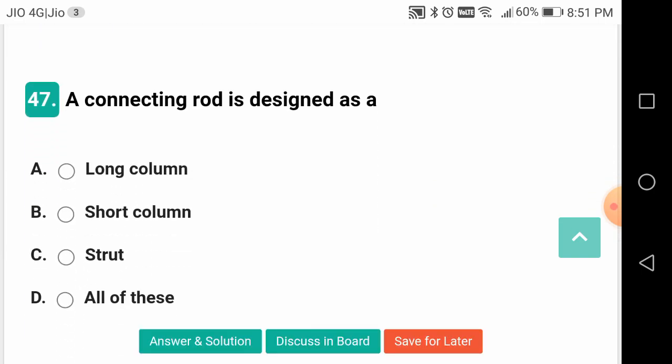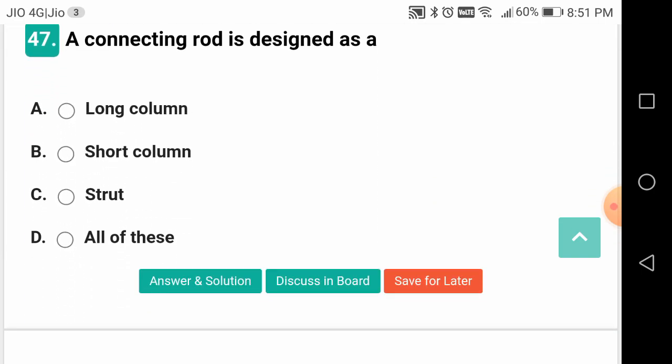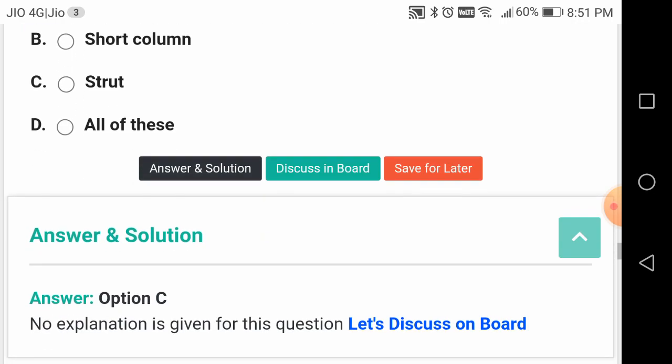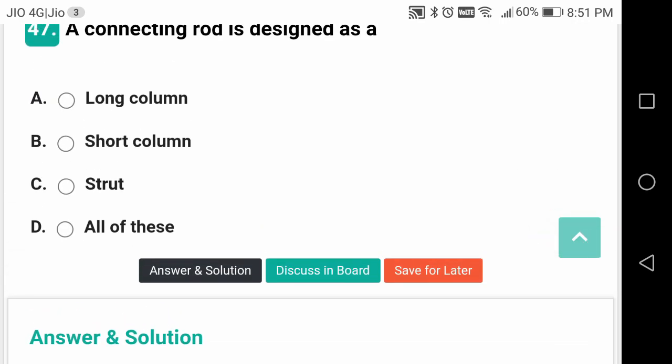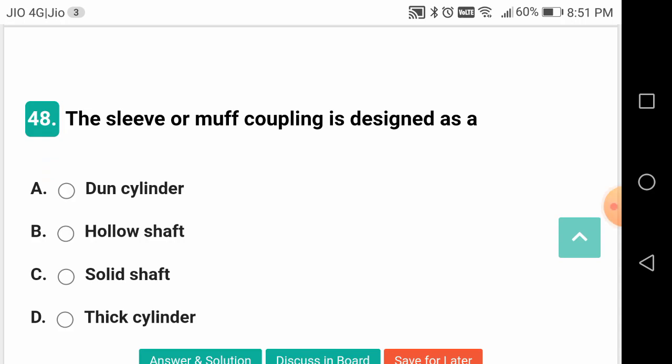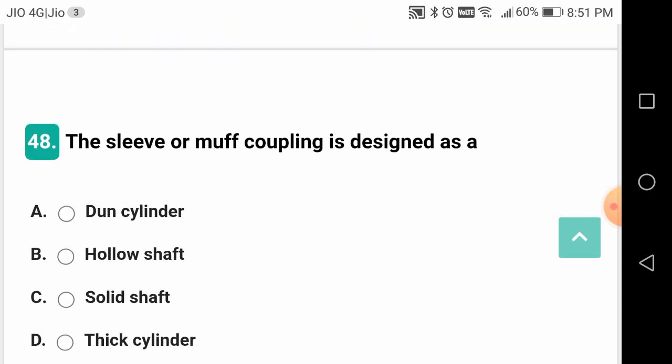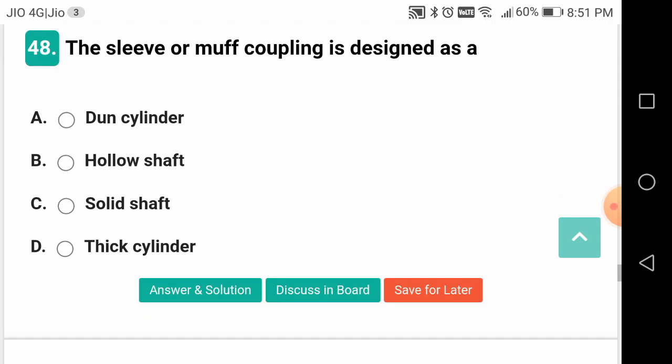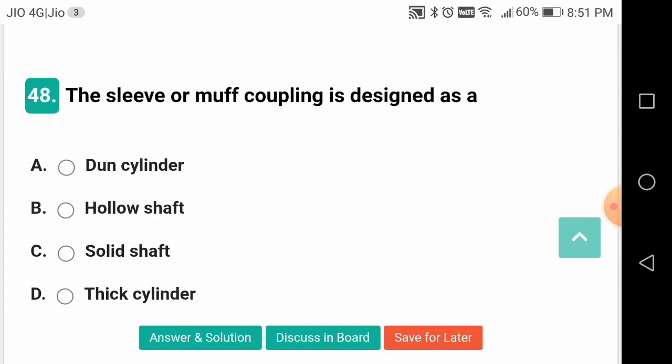A connecting rod is designed as a, this is a good question, friends. A connecting rod is designed as a strut because it is fixed between the piston and the crank. It is going to convert a linear, reciprocating motion of the piston into a rotary motion of the crankshaft.